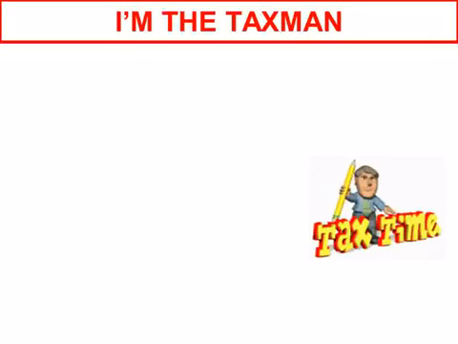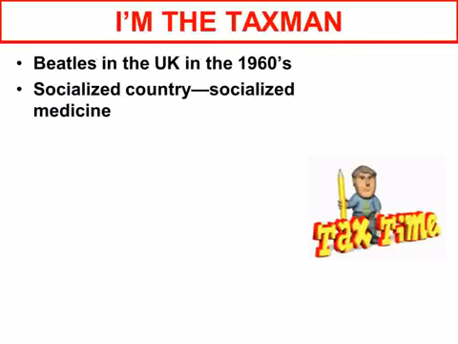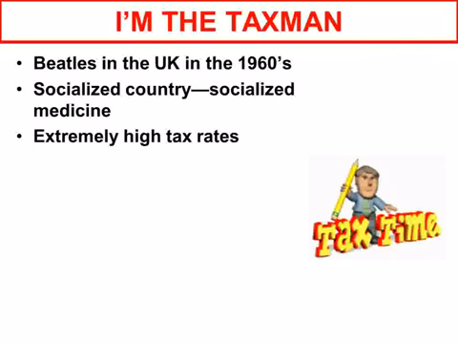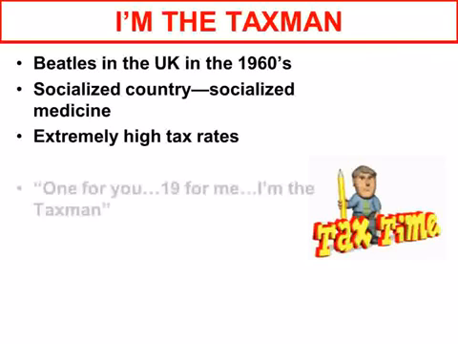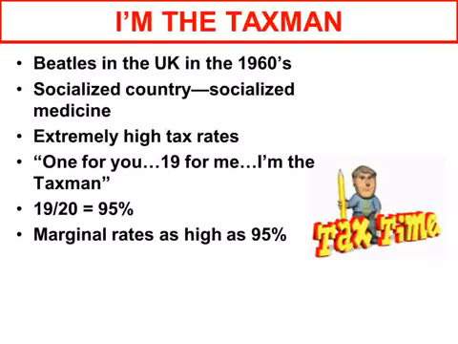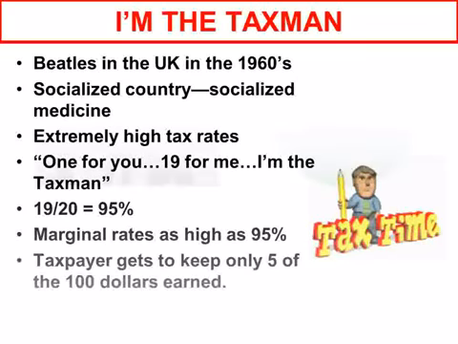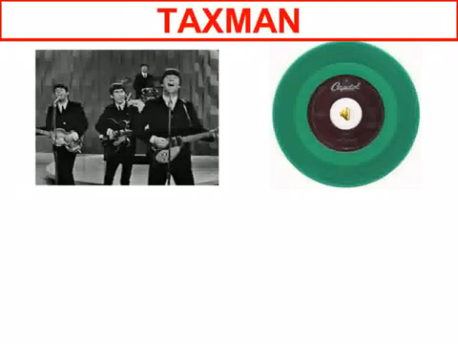And I start out with a musical clue using a song by the Beatles in the 60s, who lived in a socialized country with extremely high tax rates, and at the peak of their popularity they wrote this song called The Tax Man, featuring these lyrics: 1 for you, 19 for me, I'm the tax man. And it's written from the point of view of the tax man, which means the tax man is taking 95% of your income. And I asked the students, what would that do to your motivation?